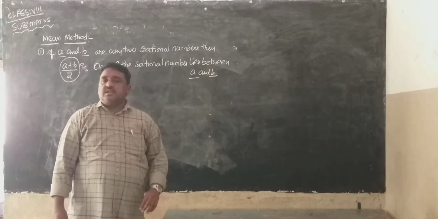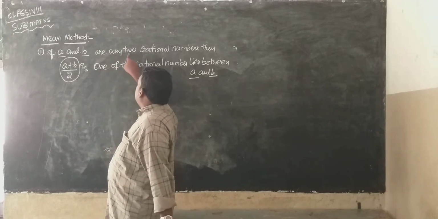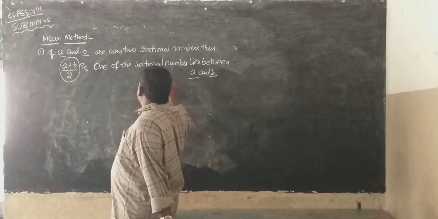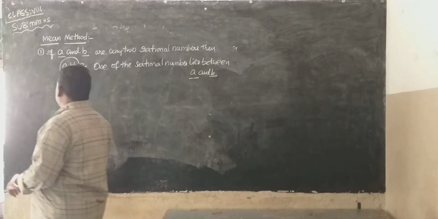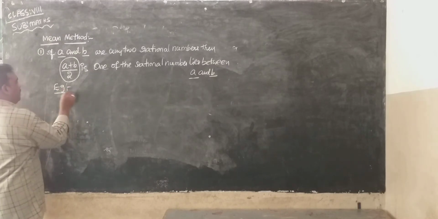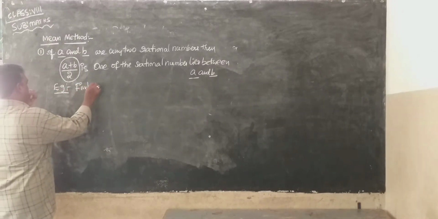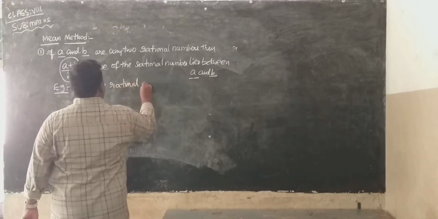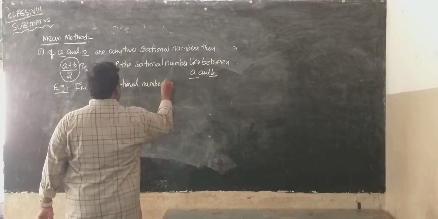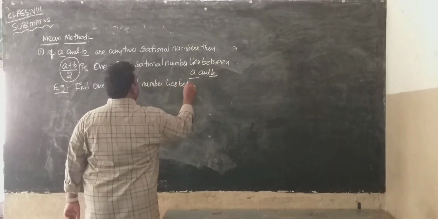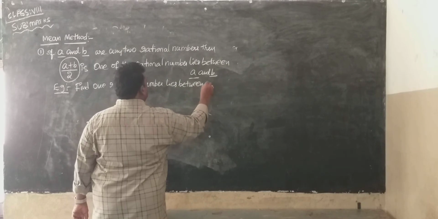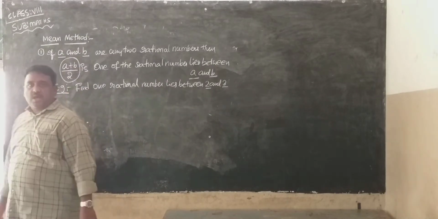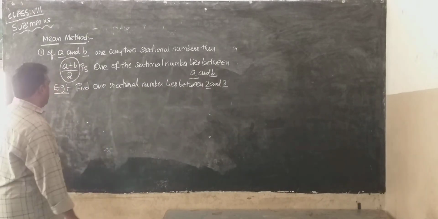What is the mean method? If A and B are any two rational numbers, then (A plus B) by 2 is one of the rational numbers that lies between A and B. Example: find one rational number that lies between 2 and 3.